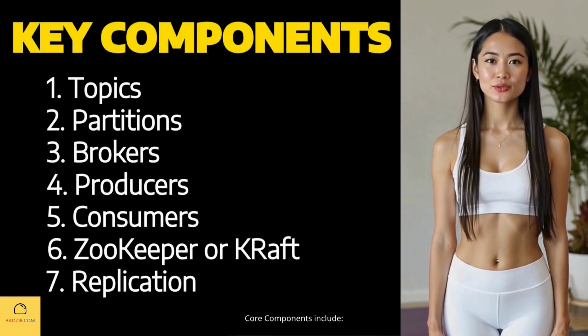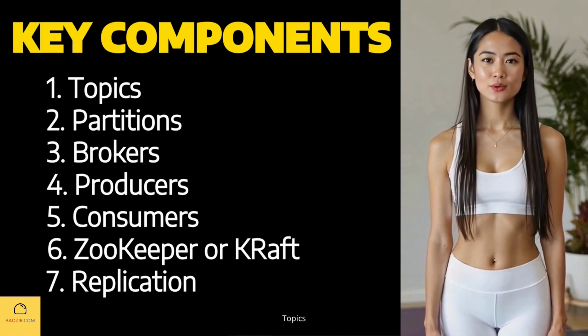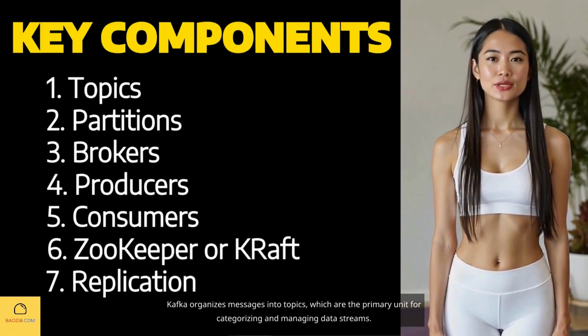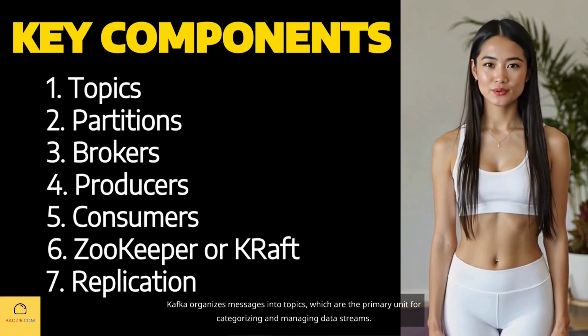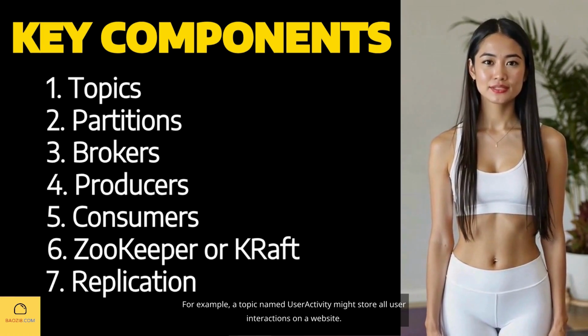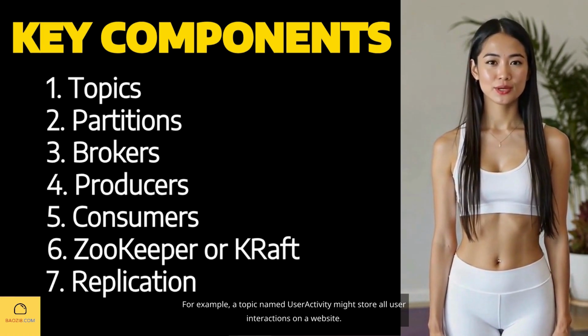Core components include 1. Topics. Kafka organizes messages into topics, which are the primary unit for categorizing and managing data streams. For example, a topic named user activity might store all user interactions on a website.